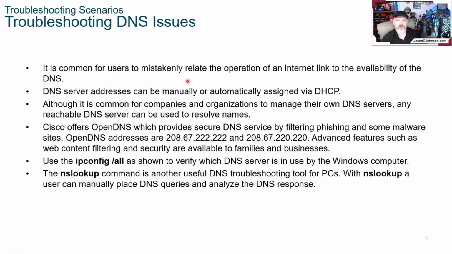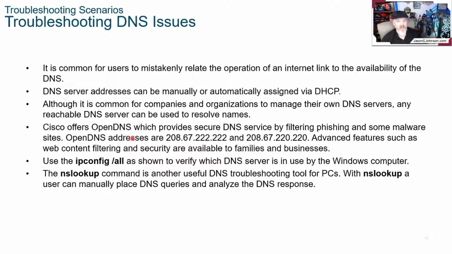It's common for users to mistakenly relate the operation of the internet link to the availability of the DNS. DNS server addresses can be manually or automatically assigned via DHCP. On my home network, I have them manually configured. I don't let my ISP configure my DNS servers. I put those in manually on my internal network. And it is common for companies and organizations to manage their own DNS network. Any reachable DNS server can be used to resolve names.